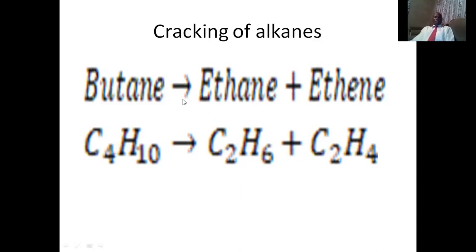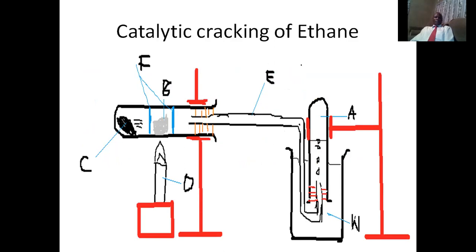So that's why we are saying that when you crack a very large molecule, say butane, you get a smaller molecule, ethane, and ethene. So this is the cracking process. In the laboratory, we can do the cracking process of an alkane so that we can produce an alkene and hydrogen. In particular, I've given an example here where we have in the test tube some paraffin oil, which contains ethane.